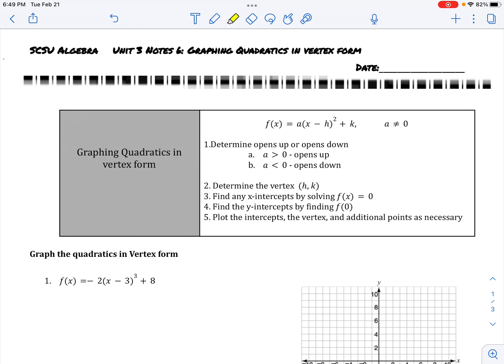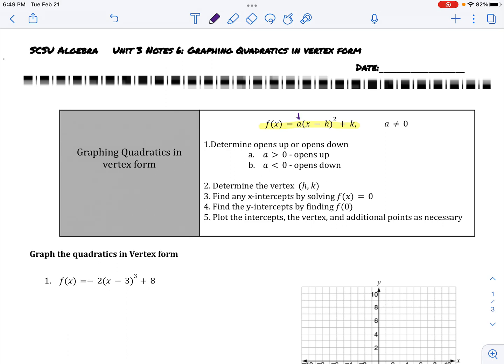So basically what you're seeing here, this f of x equals a times (x minus h) squared plus k, that's my vertex form, okay? Basically, I can find a bunch of points or these key points that I want in order to graph this quadratic by following some specific steps and looking at the information that's given to me. So the first thing that this is going to help me do is determine if this parabola opens up or if it opens down.